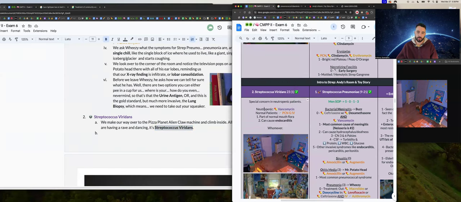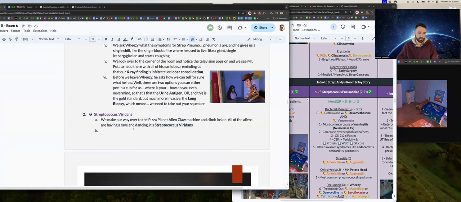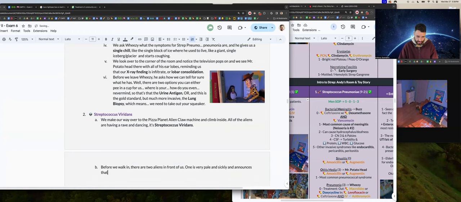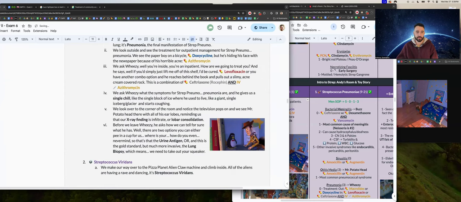All right, so neutropenic, so a low level of white blood cells, versus normal. So normal patient. Okay. Before we walk in, there are two aliens in front of us. One is very pale and sickly, announces that he's neutropenic. How would we treat him? Well, we say, you just won yourself a new pair of tap shoes. So we give them to him. So that is going to be vancomycin.